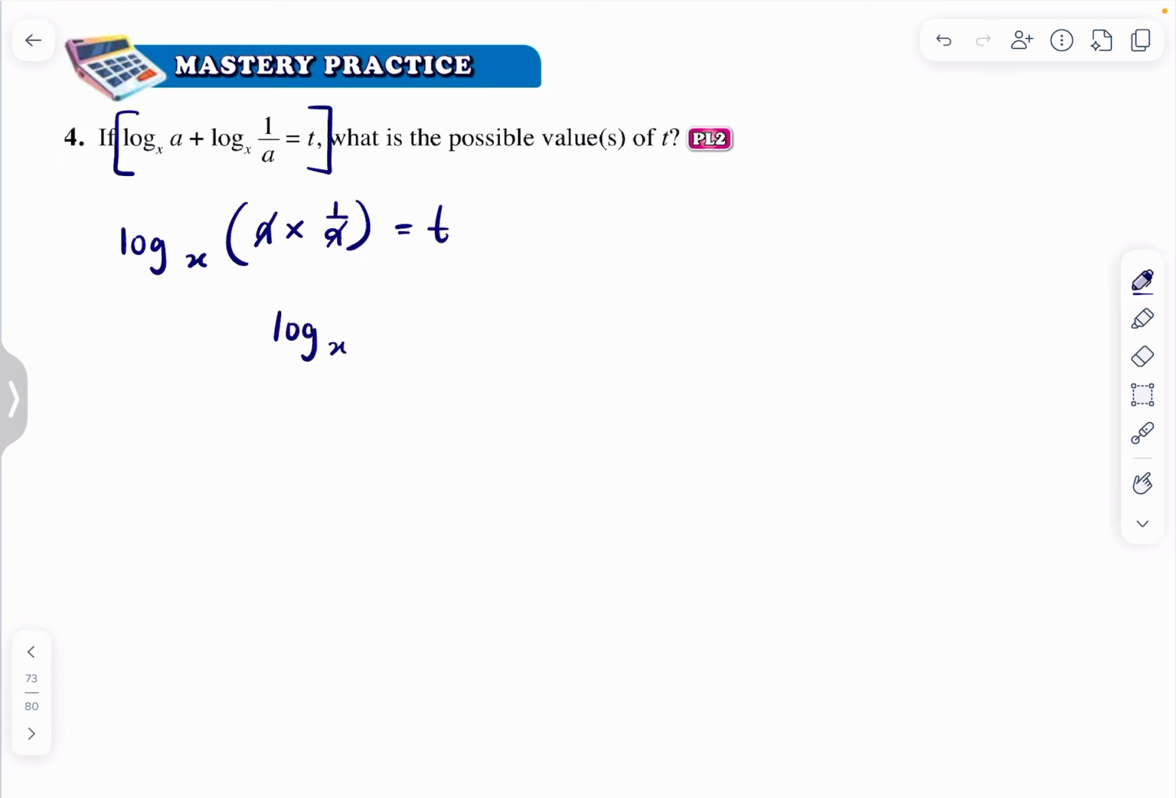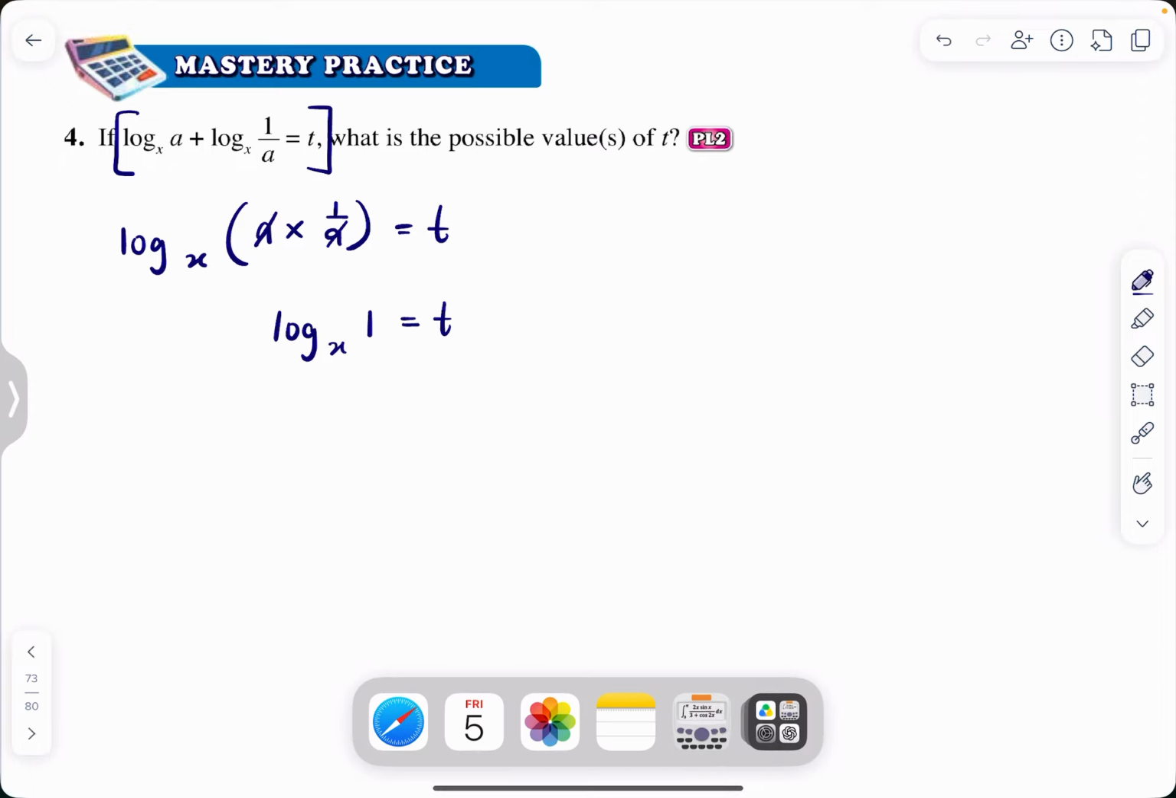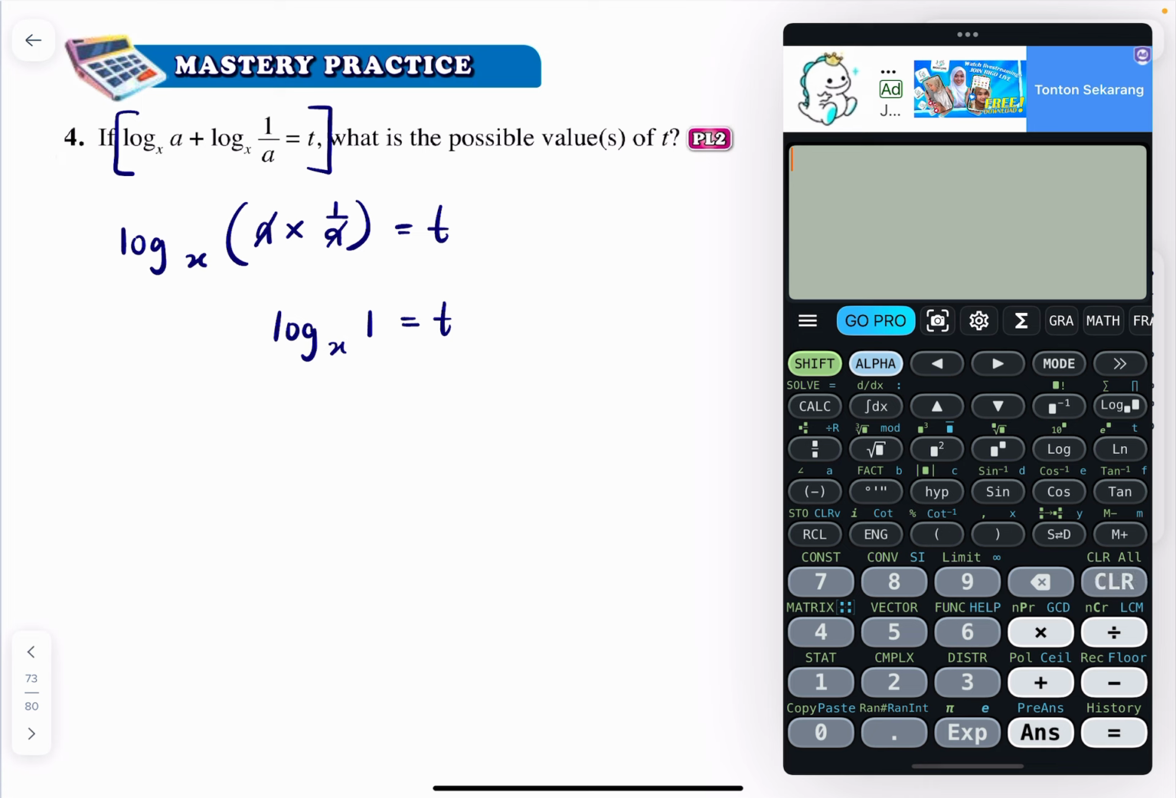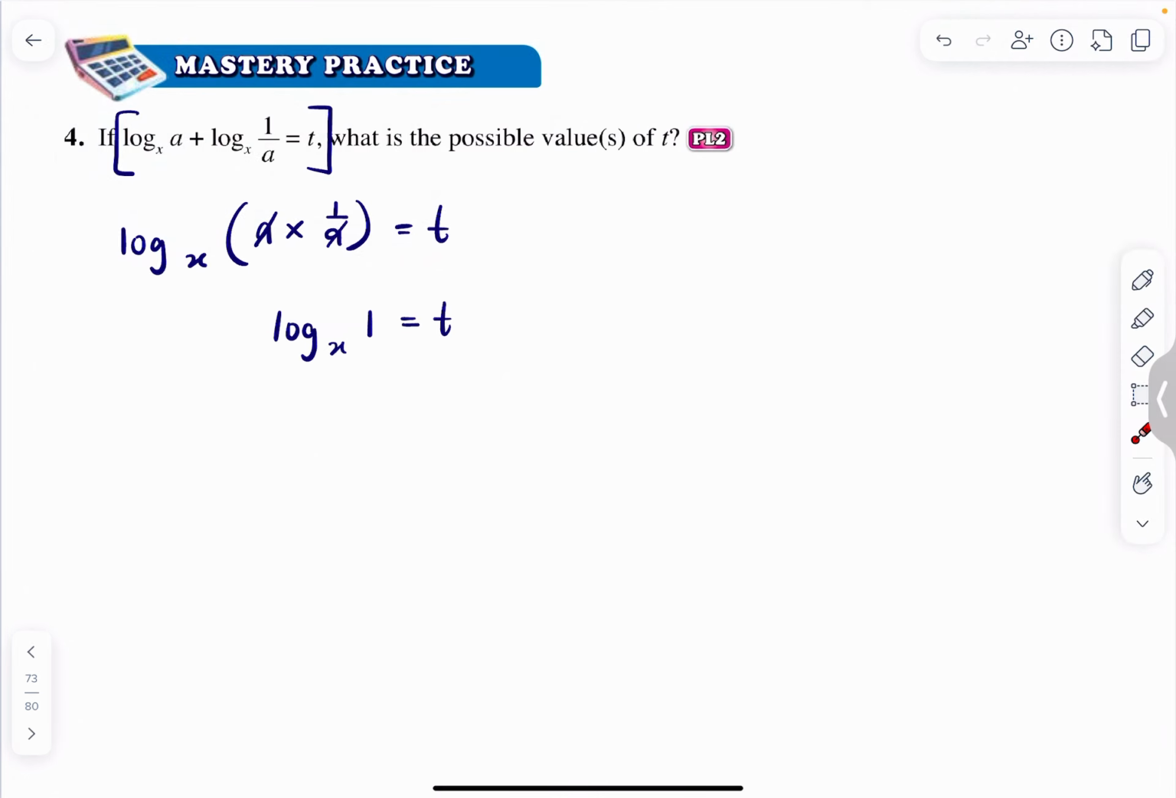So log_x 1 equals t. And according to the law of logs, the base can be anything. Let's say 5. As long as here is 1, you will get 0. Log_5 1 is 0. Okay, the base doesn't matter. As long as this is 1, the whole thing becomes 0. So t equals 0. Done.